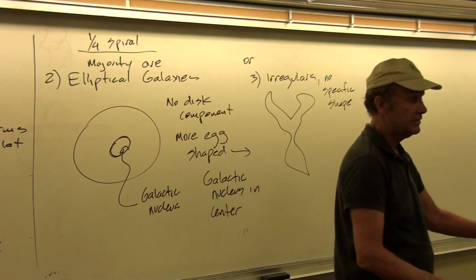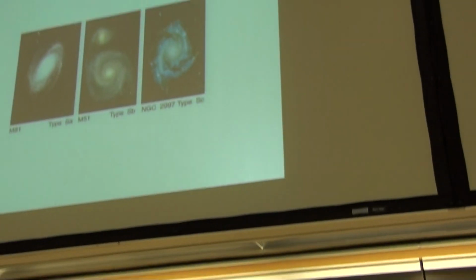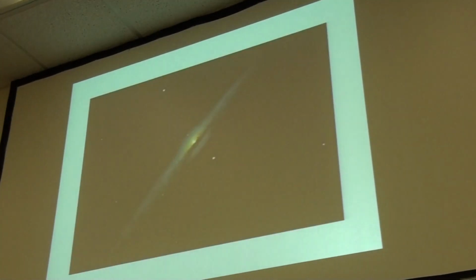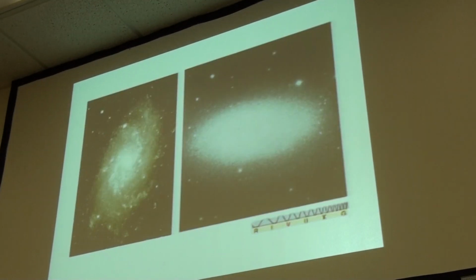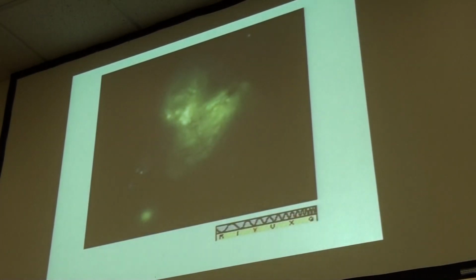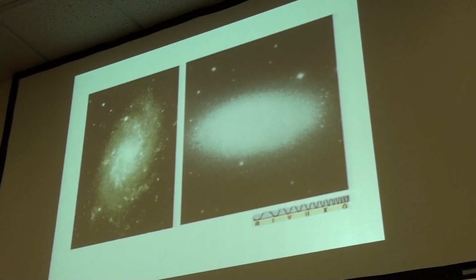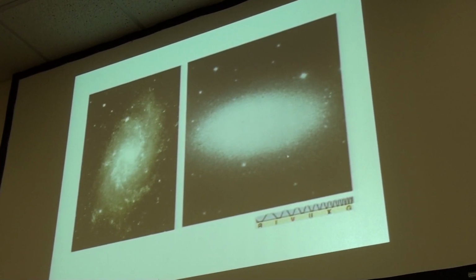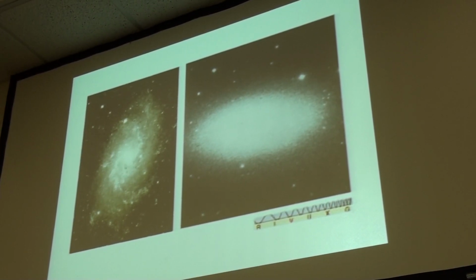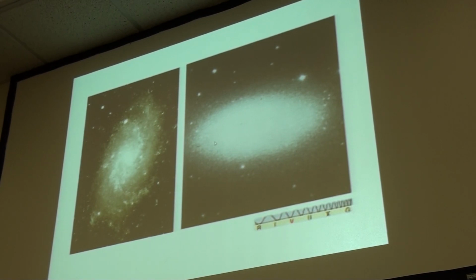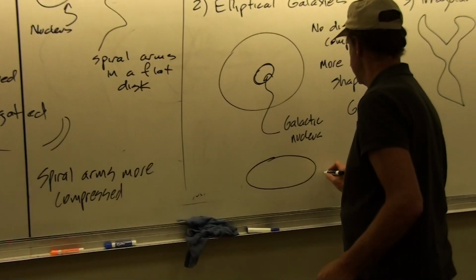So if we want to go back here and look at some of these other galaxies in our pictures, here we see an elliptical there. Now, that versus a spiral here, you notice here this one's elongated more. If it gets more elongated, sometimes it's called lenticular. So it's more of an egg shape.